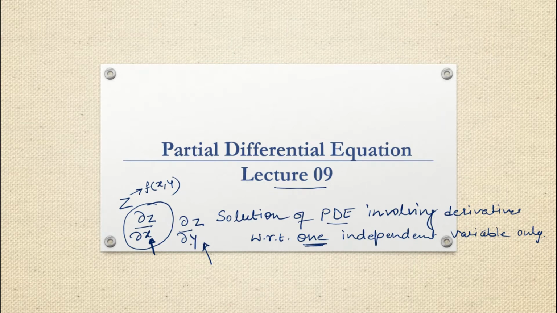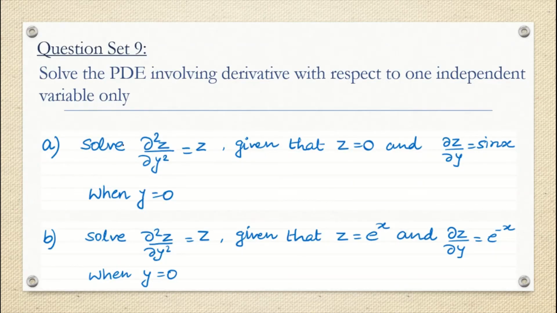So once we see the question, it will be more understood, and then we will analyze the difference between last class solution and today's solution. Okay, so here are the questions. So the question is, solve the PDE involving derivative with respect to one independent variable only.